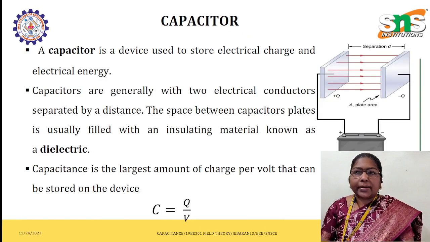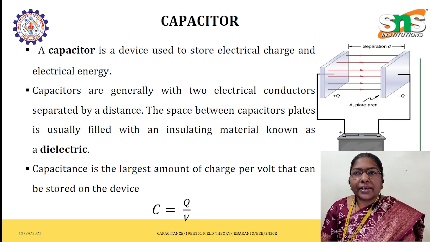Let's see what a capacitor is. A capacitor is a device which can store energy in the form of an electric field. The arrangement in the capacitor has two parallel plates separated by a distance d, and this gap is filled with a dielectric medium. The property of the device, we call it capacitance. Capacitance is the ability of the device to store charge per volt.